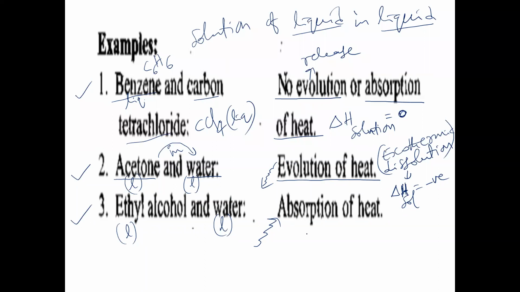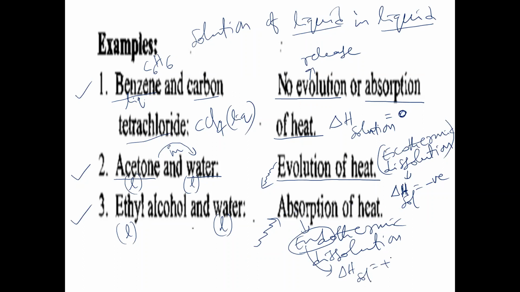As absorption of heat is taking place, this is called endothermic dissolution. Due to endothermic dissolution, heat energy is absorbed from the surroundings. Whenever absorption is endothermic, the delta H value should be positive. Delta H solution should be positive.